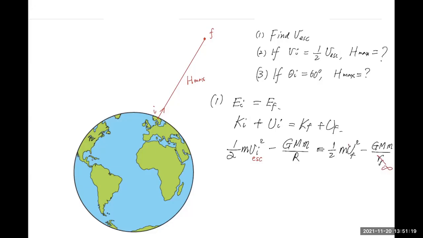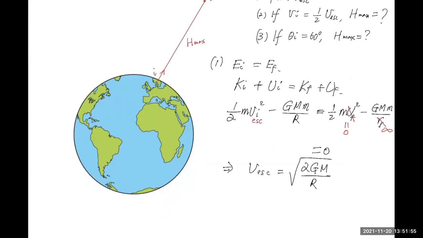And V final equals 0 because we're looking for the minimum initial speed. So by the time it reaches infinity, there is no kinetic energy left. Okay, so the right-hand side equals 0. Both terms on the right-hand side equal 0. So I have this equal to 0. And then I can find V initial, V escape now. V escape equals the square root of 2G times the mass of the Earth over the radius of the Earth.